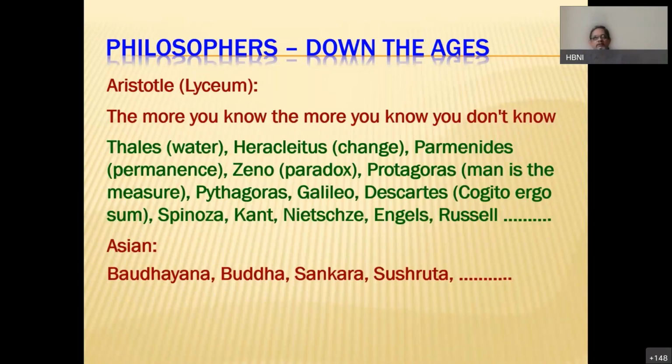There was another guy who said exactly the opposite, Parmenides, who said, no, it's permanence which is the most important thing. Then came Zeno. See, who was Zeno? Zeno was the guy who had this very famous paradox of Achilles and the tortoise, or the hare and the tortoise paradox, which probably all of you must be knowing about. So what is this hare and tortoise, or Achilles and tortoise paradox? I'm sure most of you know, but briefly I'll just tell you.